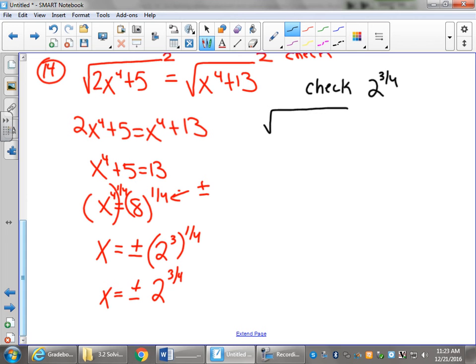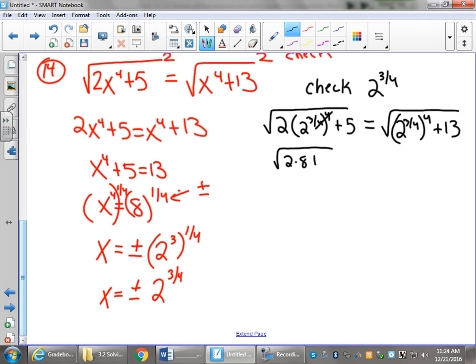So we're subbing it into the original problem. 2 times 2 to the 3/4 to the 4th. So I'm subbing 2 to the 3/4 in for that x right there, plus 5. And I'm checking to see if that equals 2 to the 3/4 to the 4th plus 13. So as I just said, things are going to cancel pretty quick. You see this fourth power and that fourth root? What's going to happen to them? They're going to cancel. And we're just going to be left with 2 to the third. What is 2 to the third?